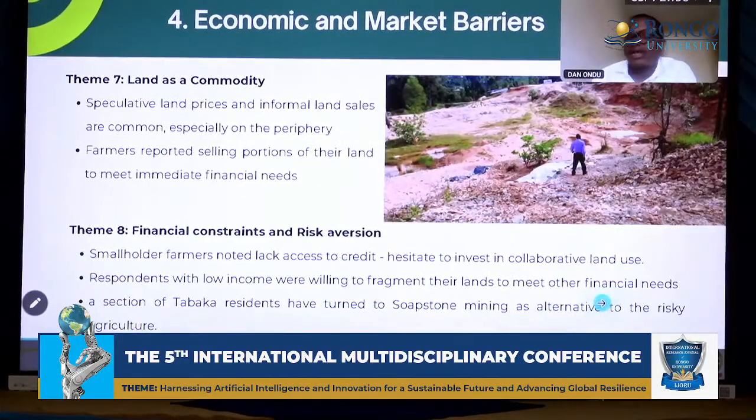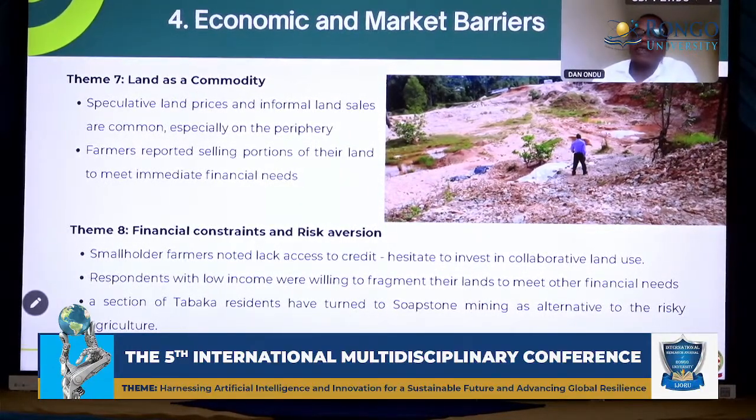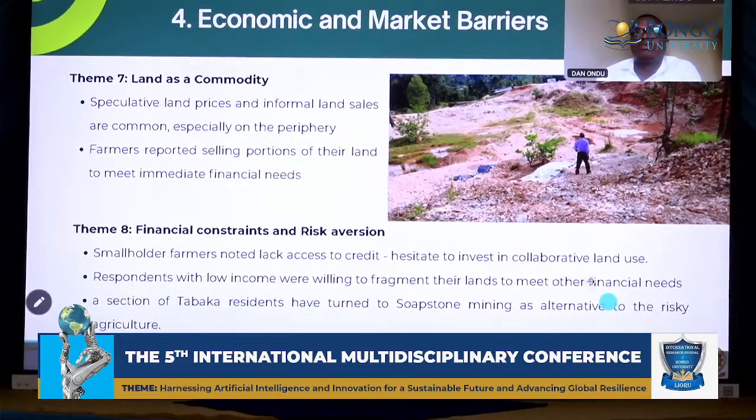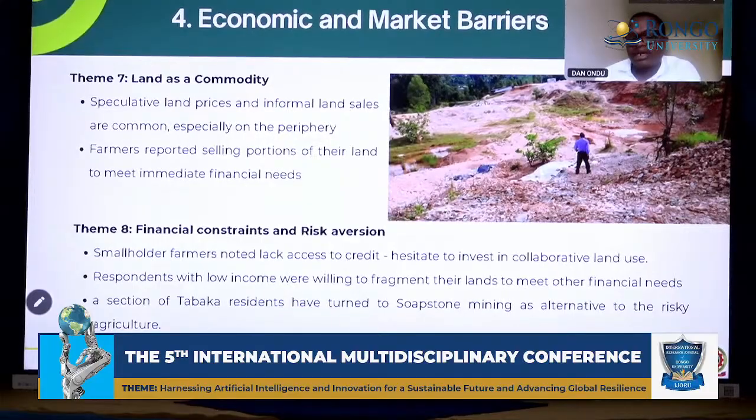There are issues of seeing land as a commodity, because here land is very expensive despite being a rural area, and it was fueling subdivision of land and so on. Then there were financial constraints and risk aversion. People were selling land to do other things, for instance, taking the kids to school. Such things fueled land fragmentation, and people were not really considering consolidating their lands. There was also the issue of soapstone mining, which was less risky according to the respondents compared to agriculture.